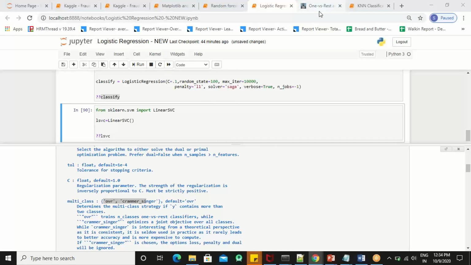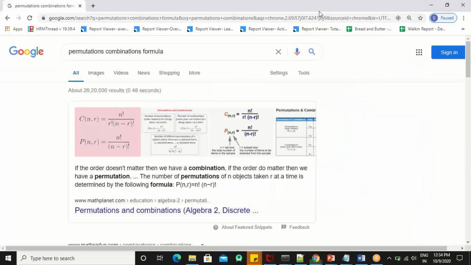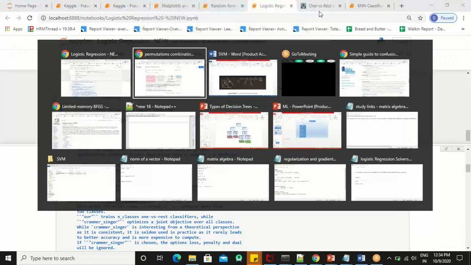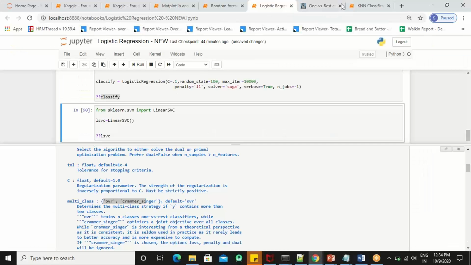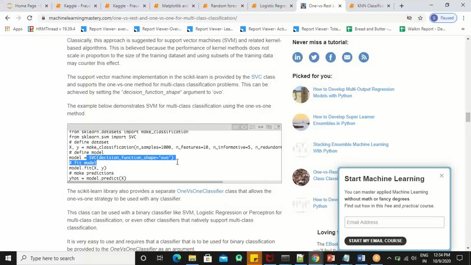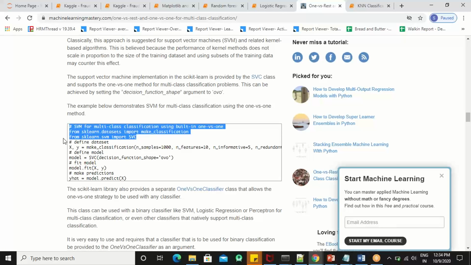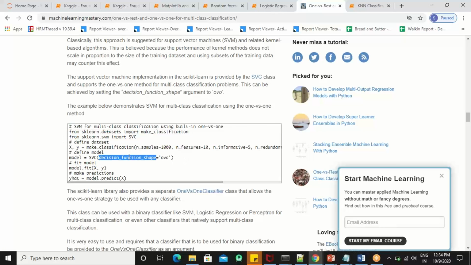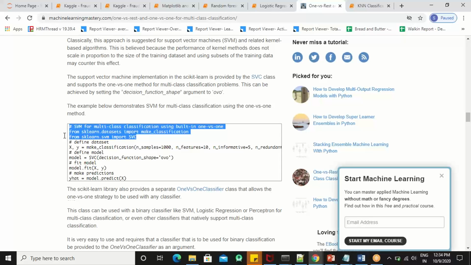I don't understand what this thing was doing. One second. I think this is some old function maybe. Let me just check it. Why is this asking to put it in decision function shape, right? One minute.